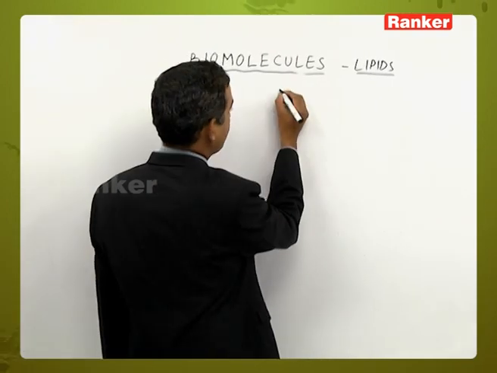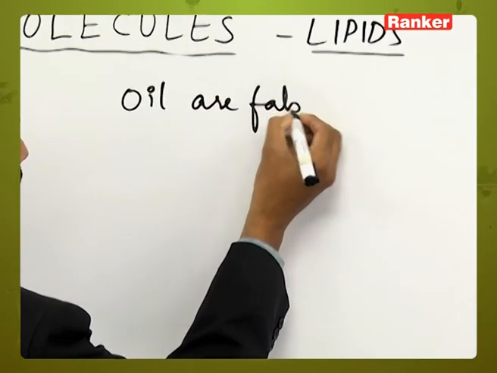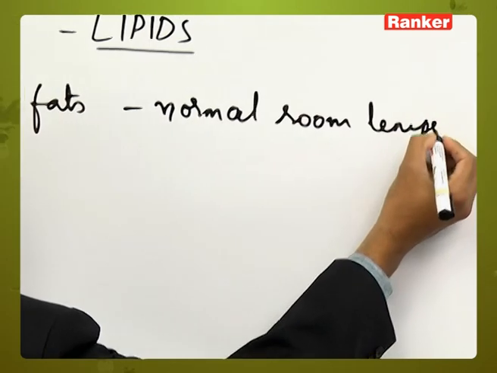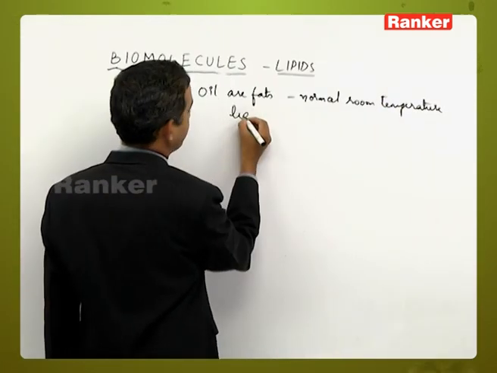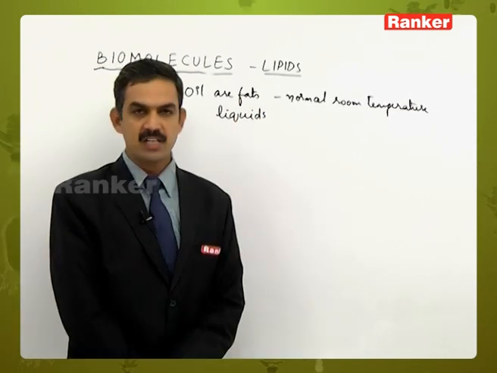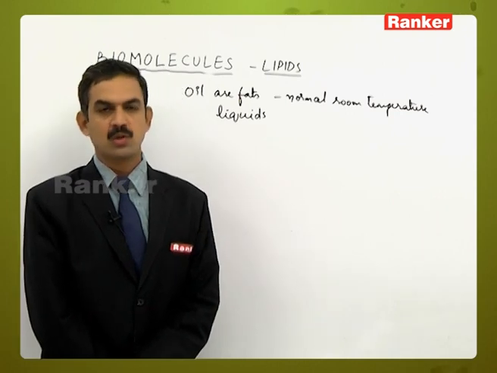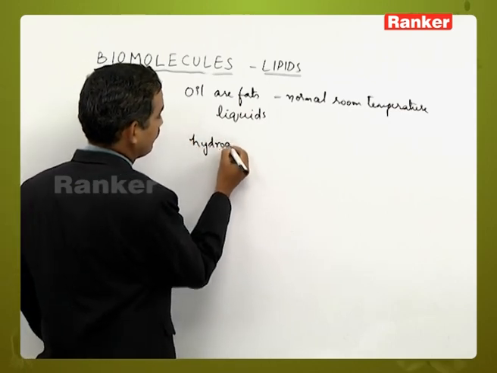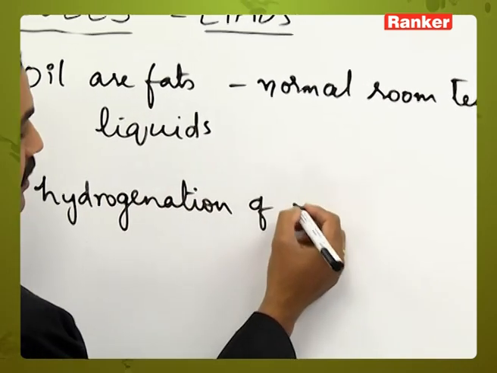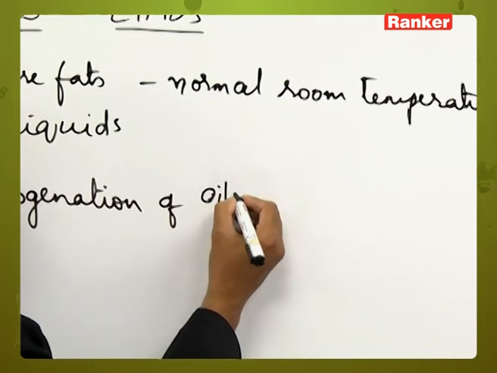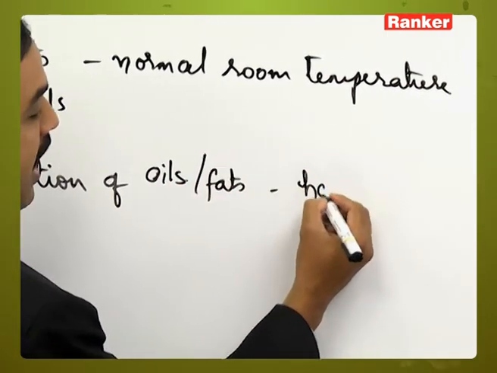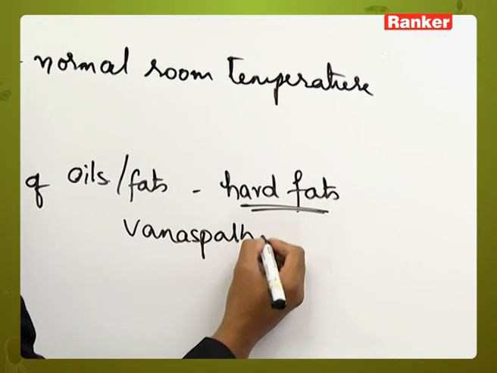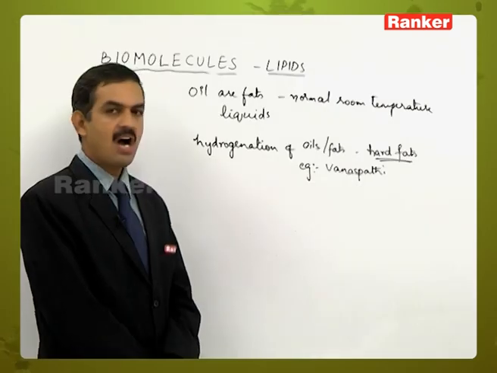Generally, fats or oils at normal room temperature are in the form of liquids, but sometimes they may become solidified when they react with oxygen. So that is called solidification. Otherwise, when hydrogenation of oils or fats takes place, it will lead to the formation of hard fats. Hydrogenation of the soft fats leads to the formation of hard fats like vanaspati.